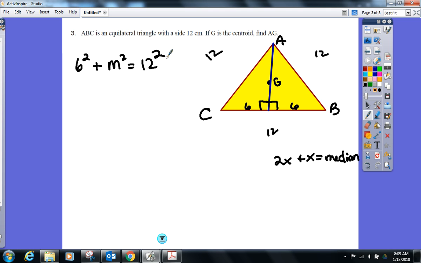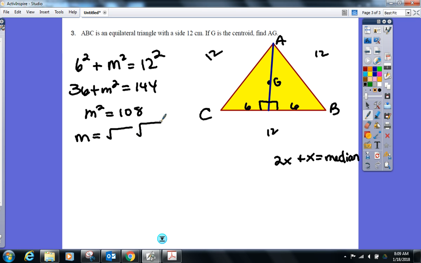So we're trying to find the length of the median so I can plug it into my equation. 36 plus m squared equals 144. Move the 36 over. What do you got? M squared equals 108. That's not a perfect square, but I prefer you break it down for me. All right, to get a little practice, break down the square root of 108. When you find the biggest perfect square that goes in the 108, let me know.